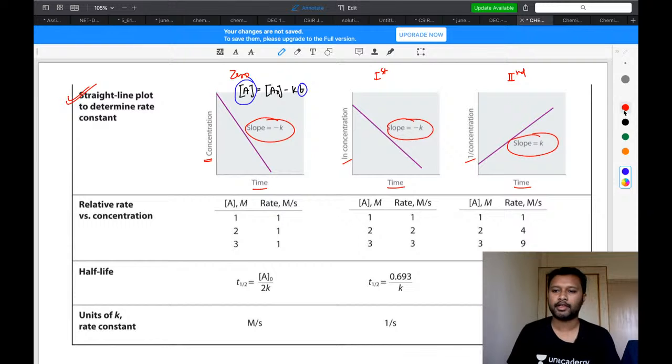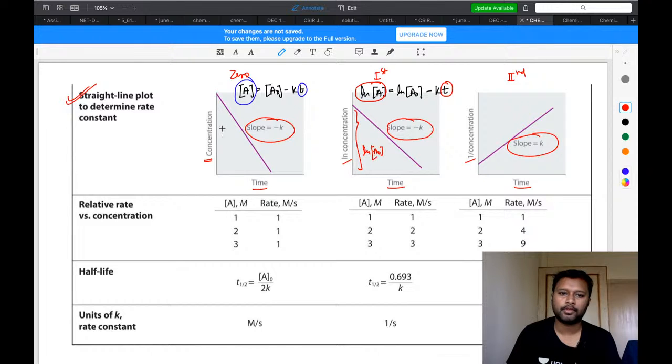If I talk about the first order reaction, the equation is ln a is equal to ln a naught minus kt. Okay, that's the equation which we have. So here we are plotting this on the y-axis and this on the x-axis. So that's why the slope is minus k and the intercept is ln a naught. So remember the intercept over here is ln a naught, and the intercept over here is just a naught.